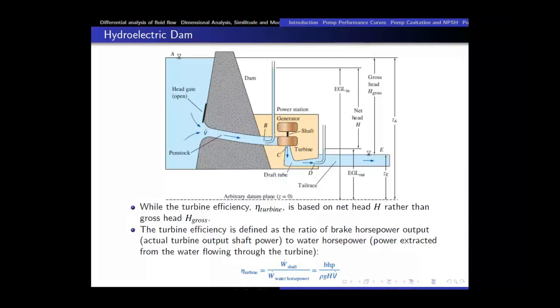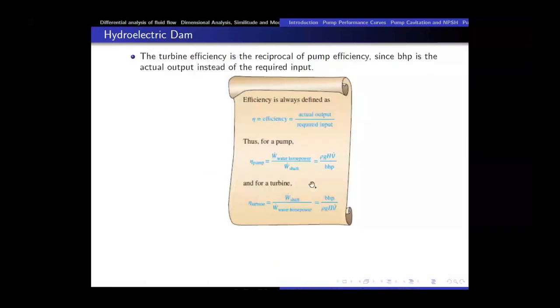The turbine efficiency is the reciprocal of pump efficiency, since BHP is the actual output instead of the required input. Efficiency is the actual output divided by the required input. So for the pump, it is the water horsepower divided by the brake horsepower. This is the actual useful work imparted on the fluid in the case of a pump, and brake horsepower is always greater than this useful work. While for the turbine, it is totally the inverse.